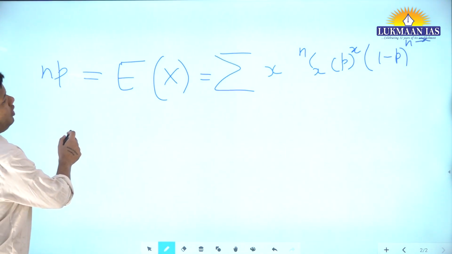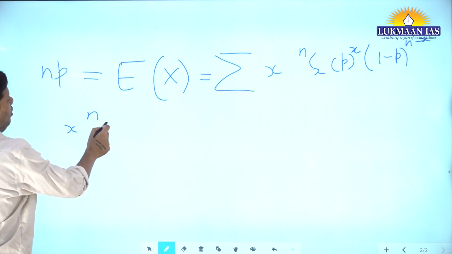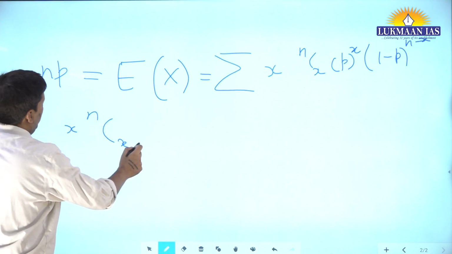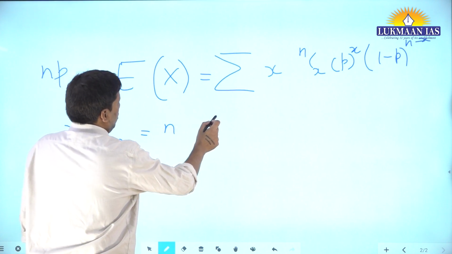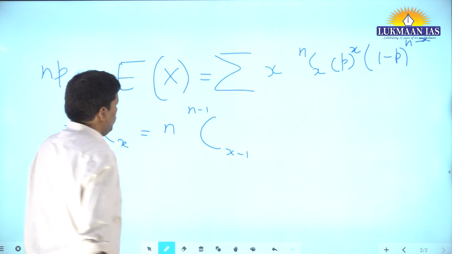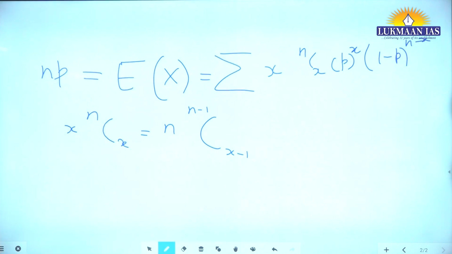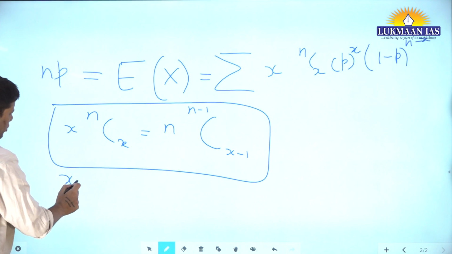See, there is one binomial identity. It is written as x nCx is equal to n times n minus 1 C x minus 1. Why? You must know this. And how can you prove it? It's simple, let me do it.